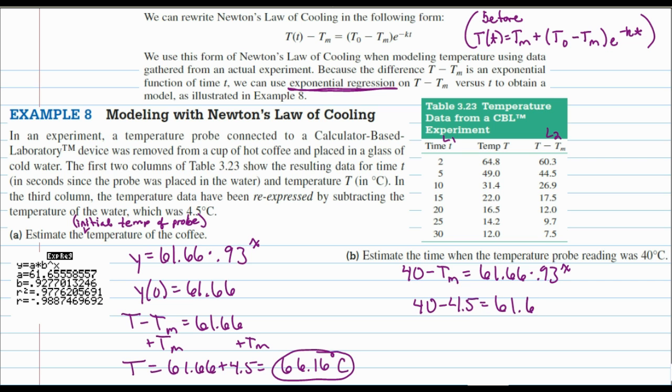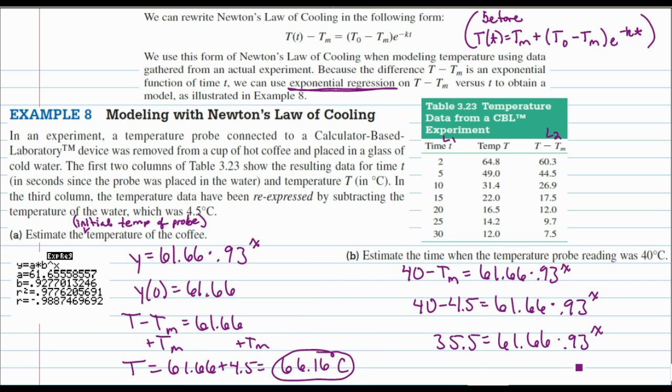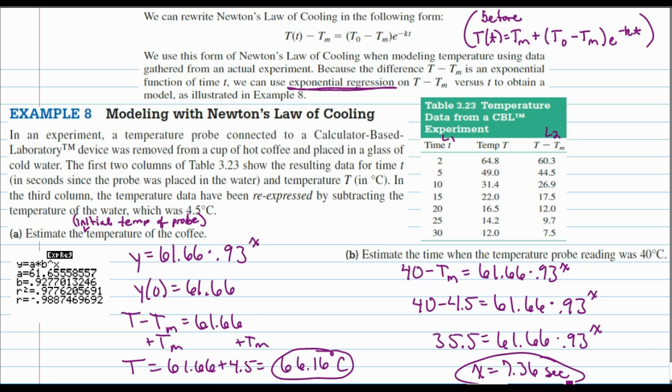So I can plug that into y2, which would be 35.5, and find the intersection. And I get that's about 7.36 seconds. Which makes sense because 7.36 seconds came from a plain old t value, not a t minus t sub m value. We added this to both sides, so now we're referring back to the temperature column. And 7.36 seconds, right smack in the middle of 5 and 10 seconds, would create a temperature smack in the middle of 31 and 49 degrees Celsius, which was 40 degrees Celsius, the temperature we were looking for.